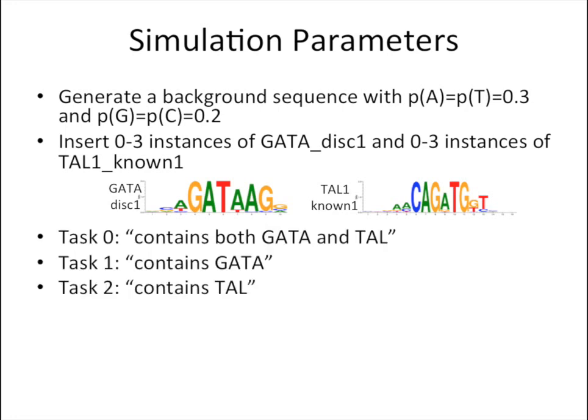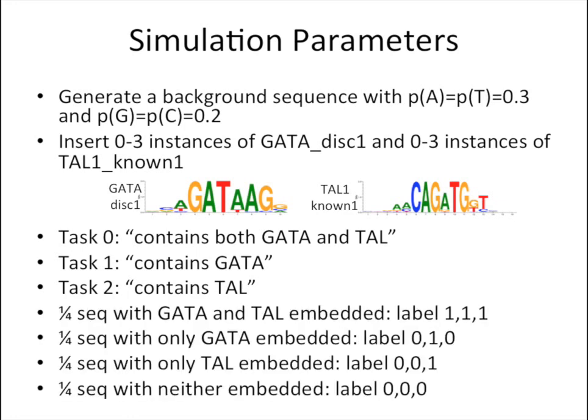Our outputs consist of 3 binary classification tasks. Task 0 is 1 for sequences that contain both a tal and a GATA motif embedded. Task 1 is 1 for sequences that contain a GATA motif, and task 2 is 1 for sequences that contain a tal motif. A quarter of the sequences we generate have both a tal and a GATA motif embedded and are labeled 1, 1, 1.